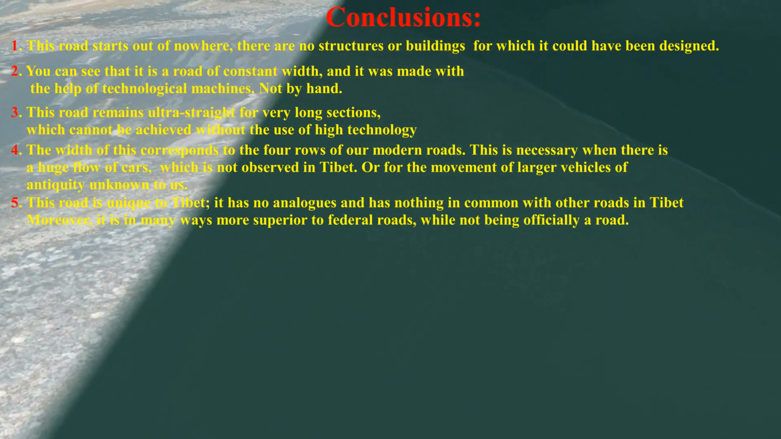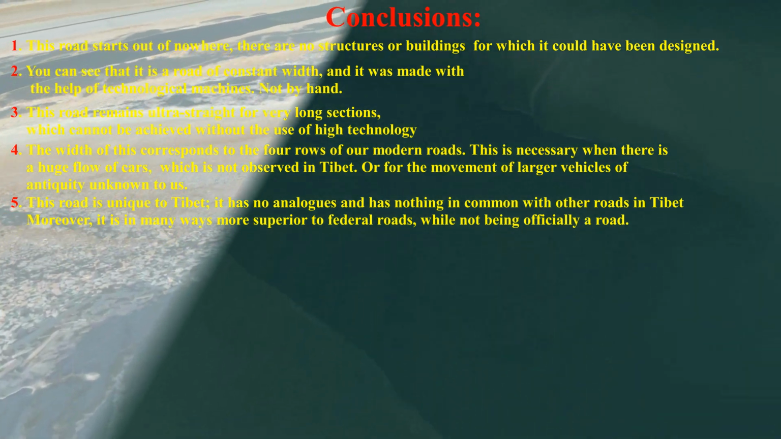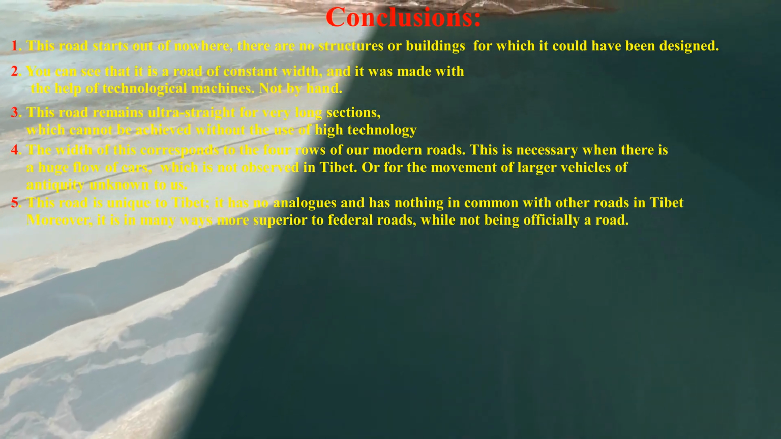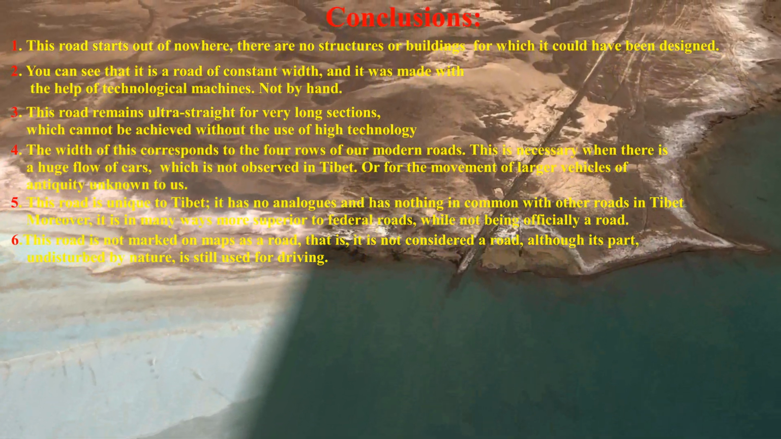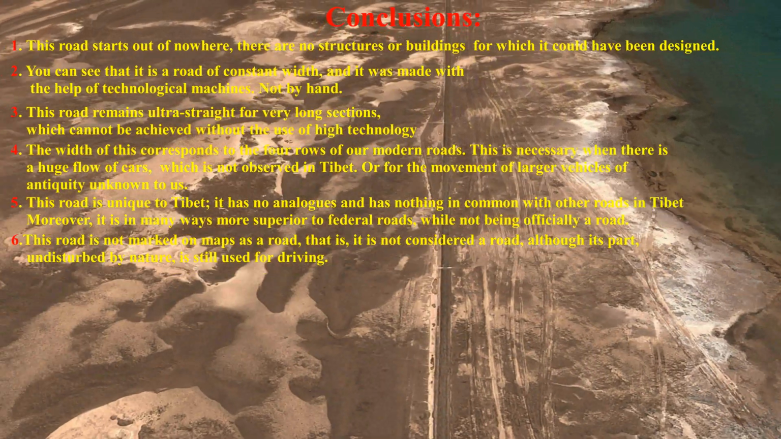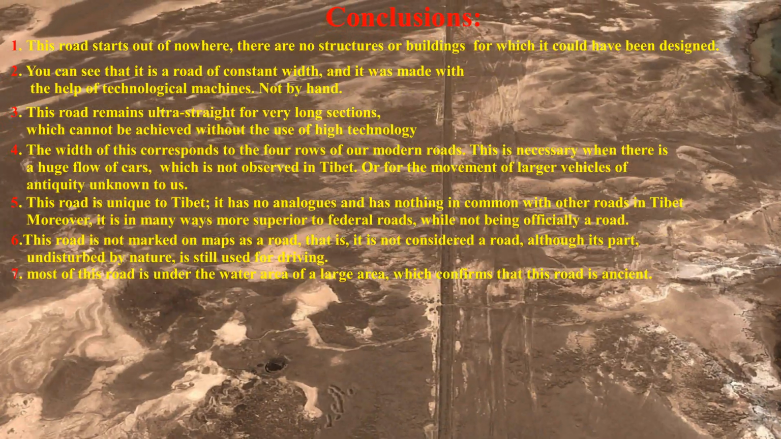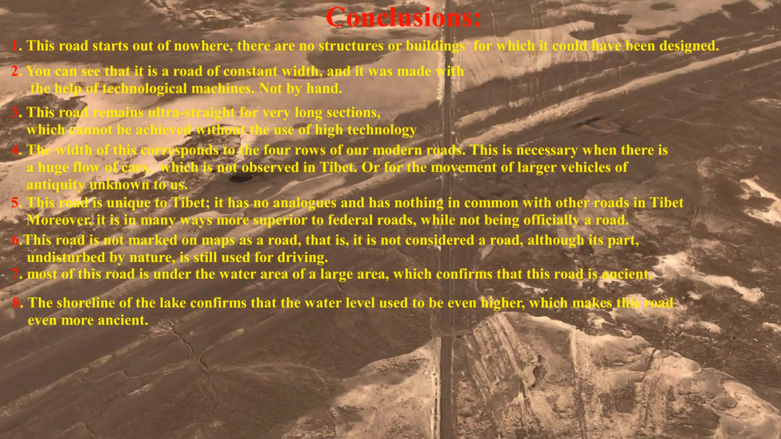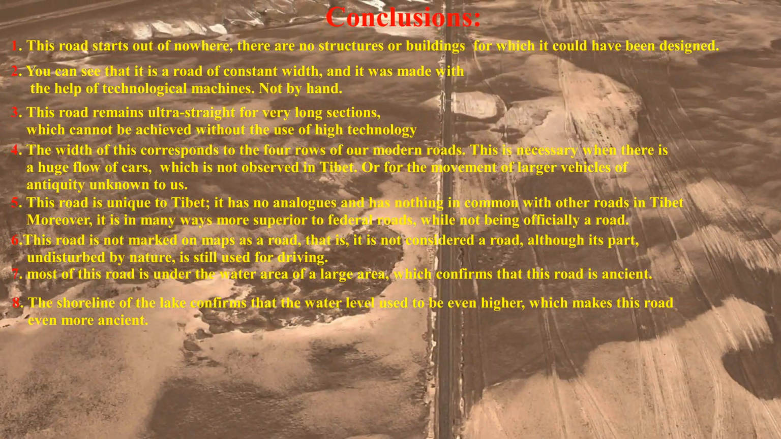Fifth, this road is unique to Tibet. It has no analogues and has nothing in common with other roads in Tibet. Moreover, it's in many ways superior to federal roads while not being officially a road. Sixth, this road is not marked on maps as a road. That is, it's not considered a road, although its part, undisturbed by nature, is still used for driving. Seventh, most of this road is under the water of a large area, which confirms that this road is ancient. Eighth, the shoreline of the lake confirms that the water level used to be even higher, which makes this road even more ancient.